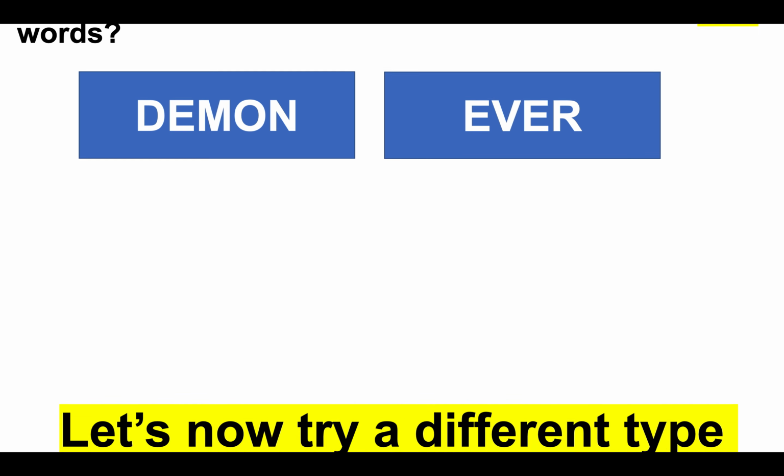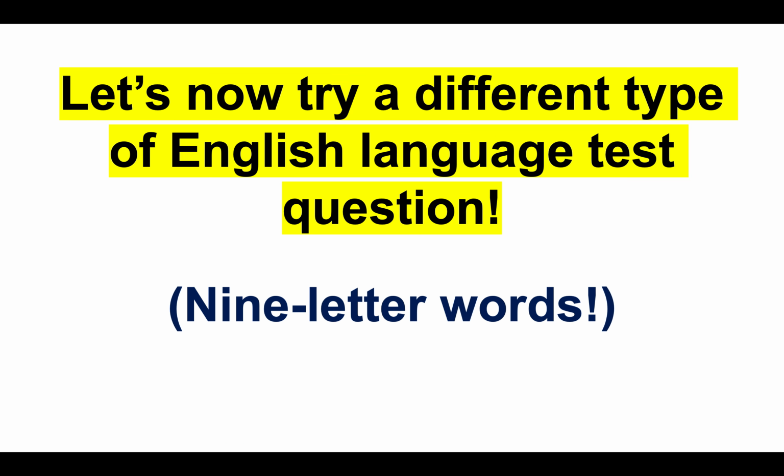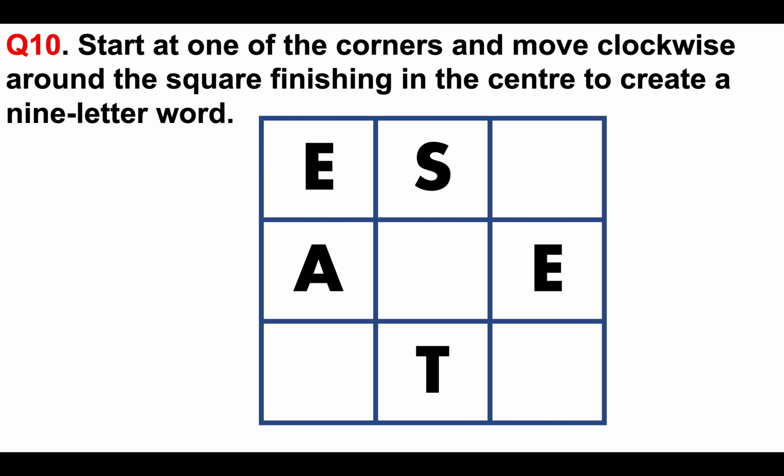Excellent stuff. So we are making brilliant progress, but let's now try a different type of English language test question. And this one is called 9-letter words. These are difficult. Let's see how you get on. So question 10, we have to start at one of the corners and move clockwise around the square, finishing in the center to create a 9-letter word.